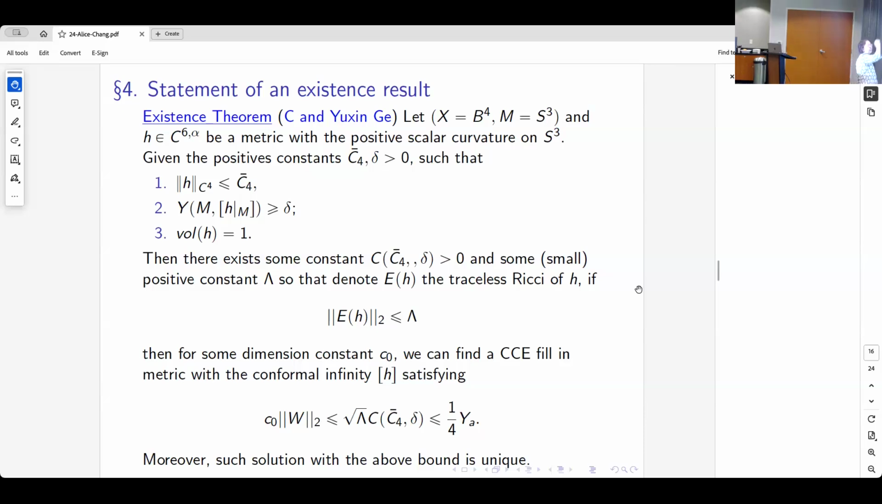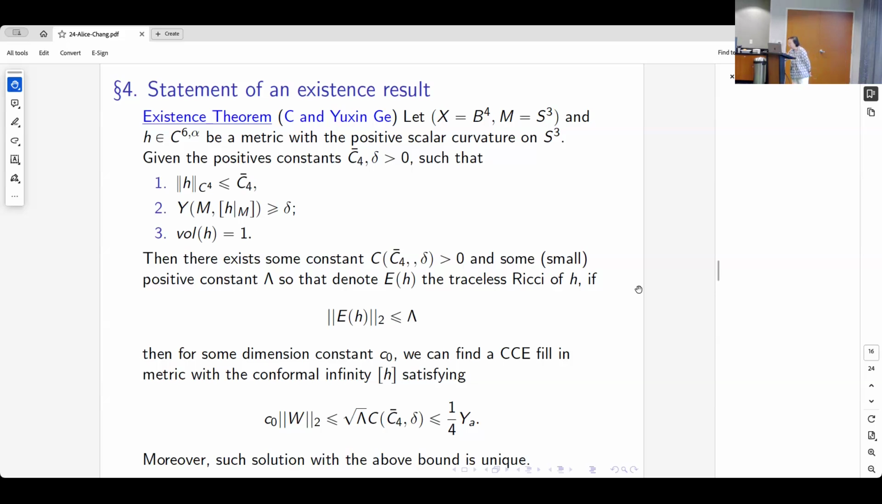In that case, the YA is also bounded from below. So if it's small, then I push the existence of a YOL2 norm satisfying this. And also in that case, we get this H has a CCE filling in, and within this constraint, that's also unique. So the difference of this result with the previous result is we now have a definite size of Weyl. Weyl does not need to be asymptotically small. It only needs to be a fixed positive number, small, and then it has a filling in.